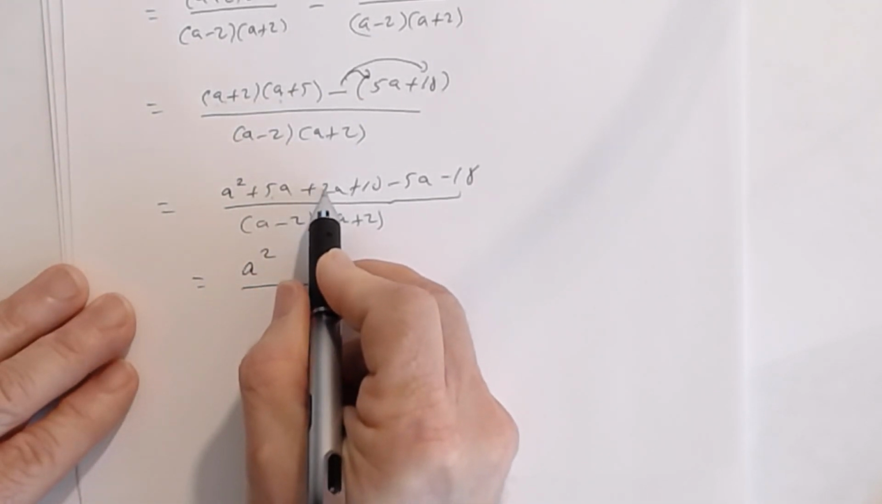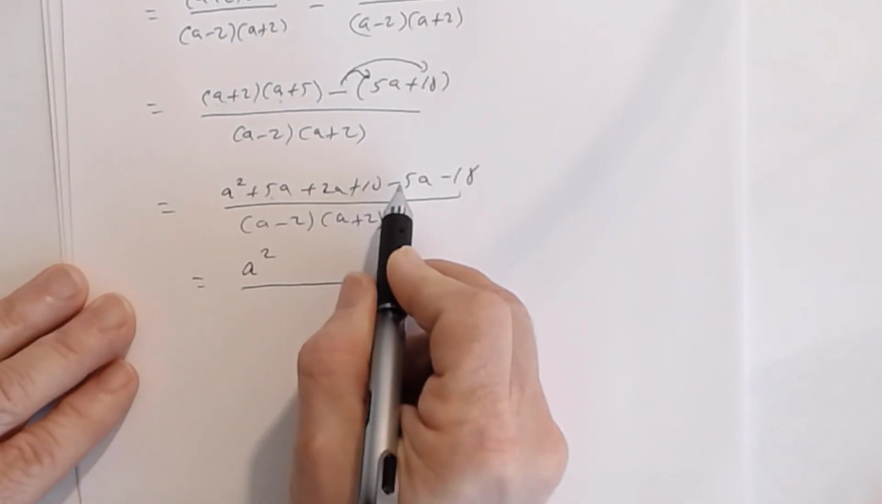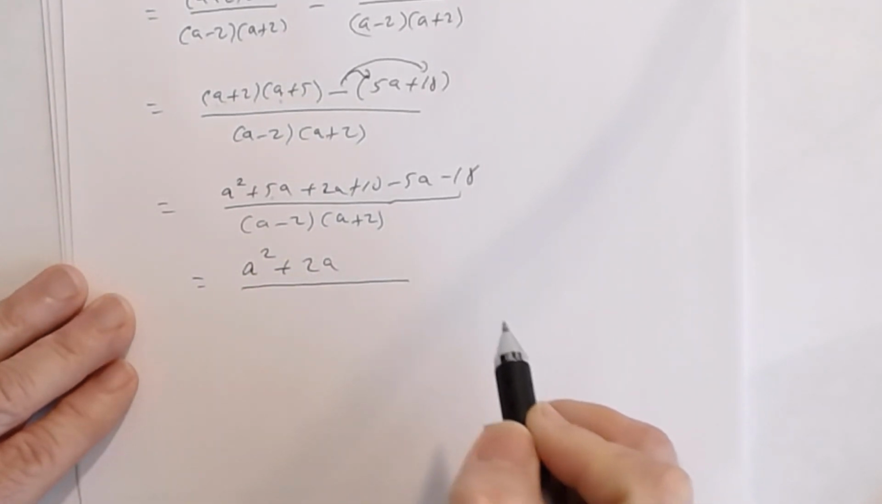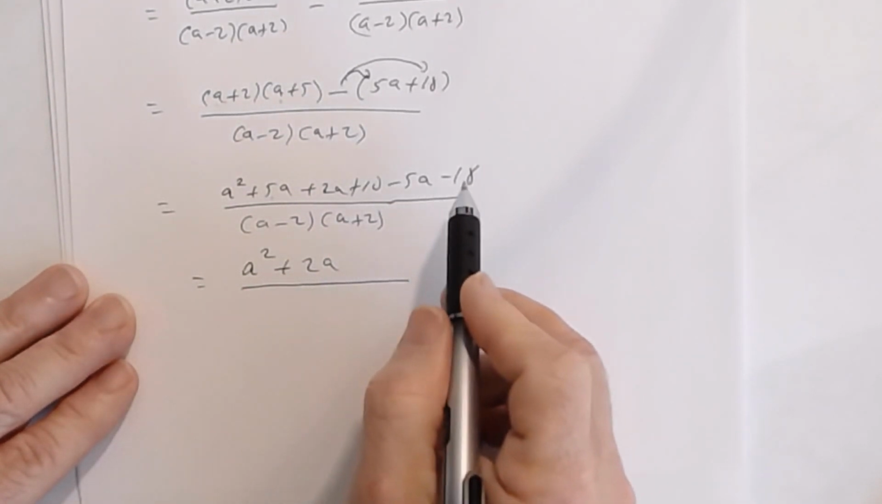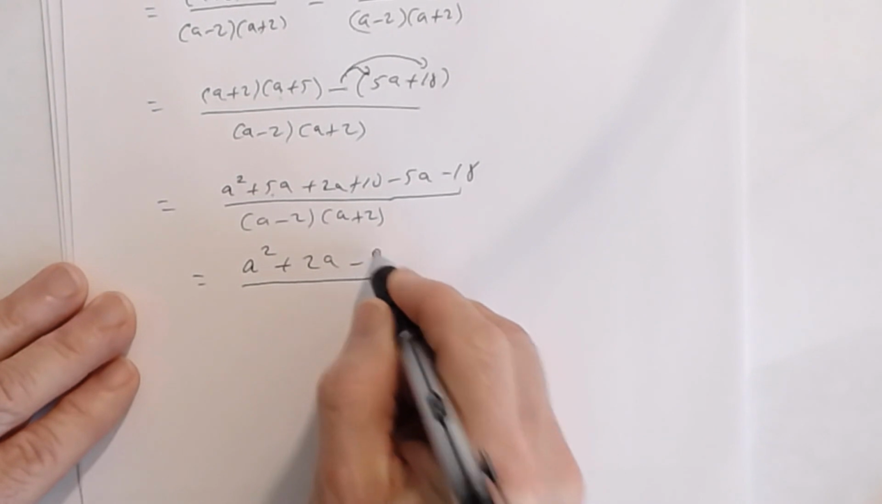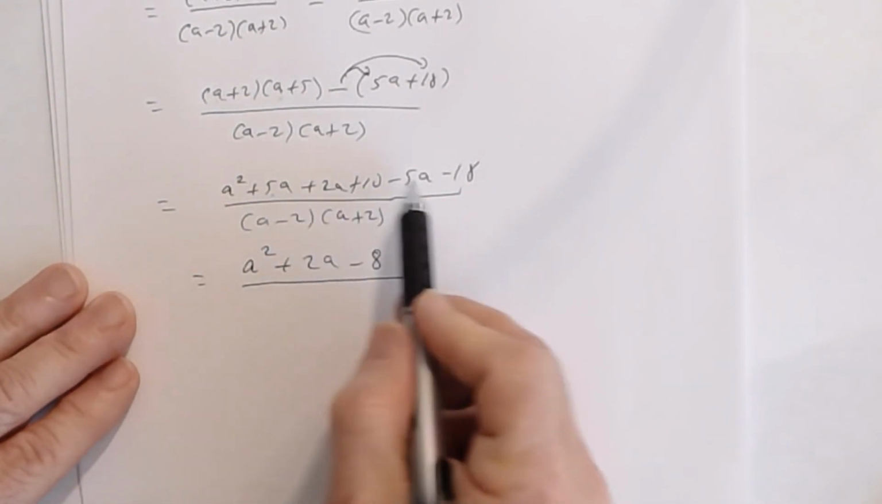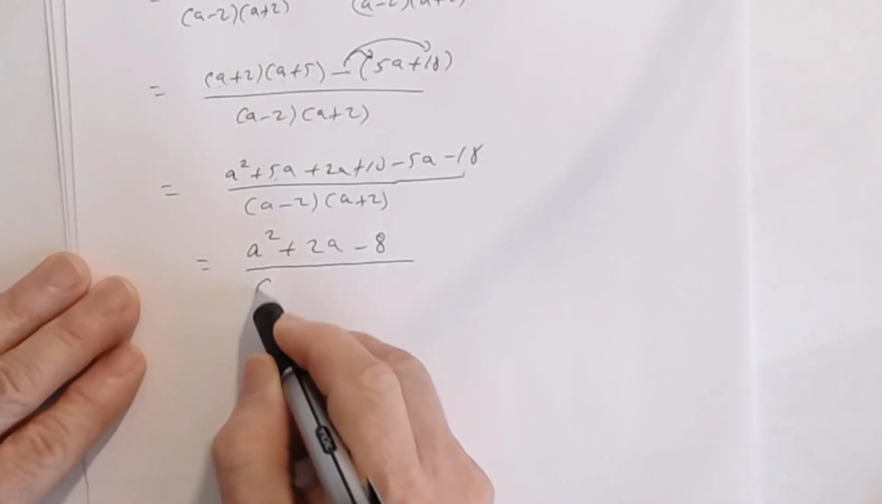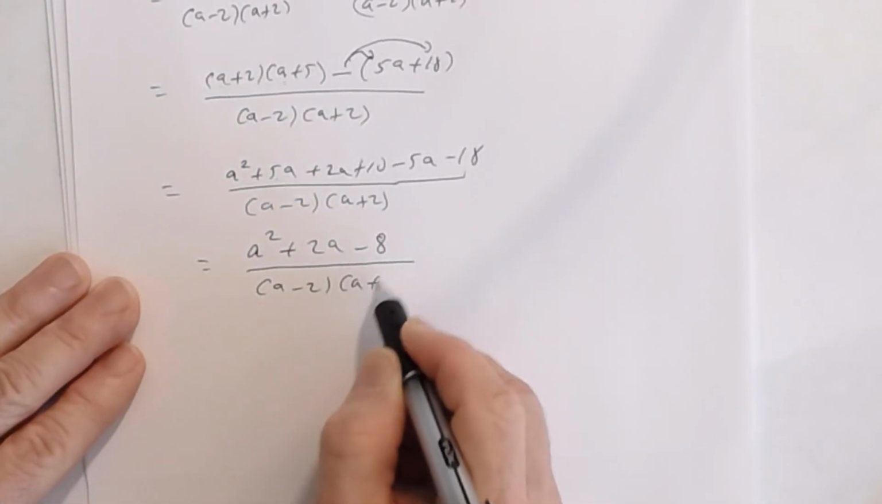5a plus 2a is 7a. 7a minus 5a is 2a. So I get a positive 2a. 10 and a negative 18 is a negative 8. So this right here is this quadratic trinomial divided by a minus 2, a plus 2.